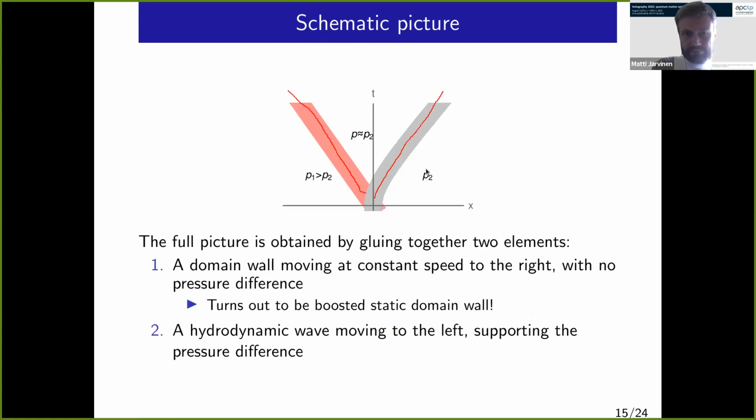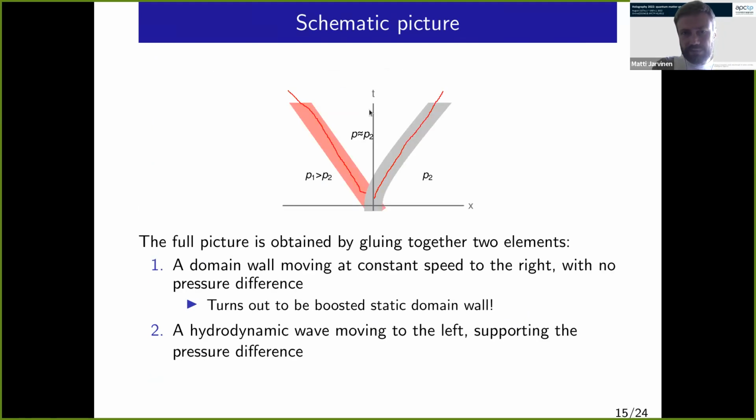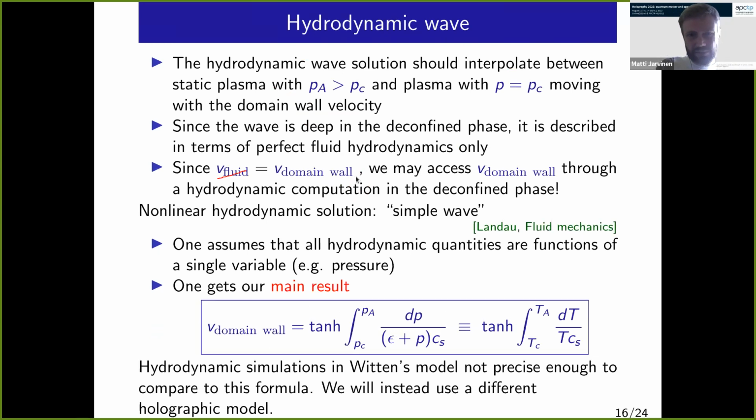So the fluid here in between is just following the domain wall. Its fluid velocity is exactly the same as the domain wall velocity. We can just access this domain wall velocity through this hydrodynamic computation. So we just need to compute what is the velocity of the fluid by computing the solution of the hydrodynamic wave.